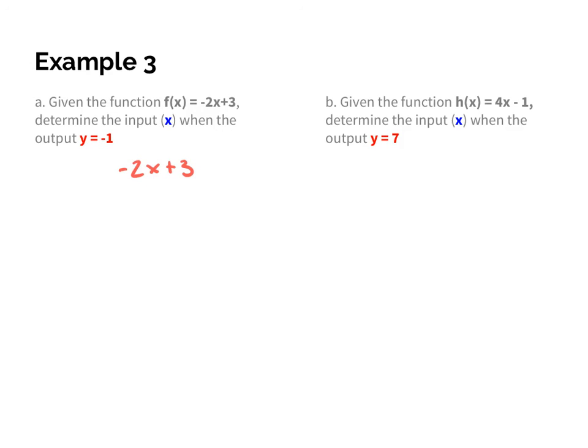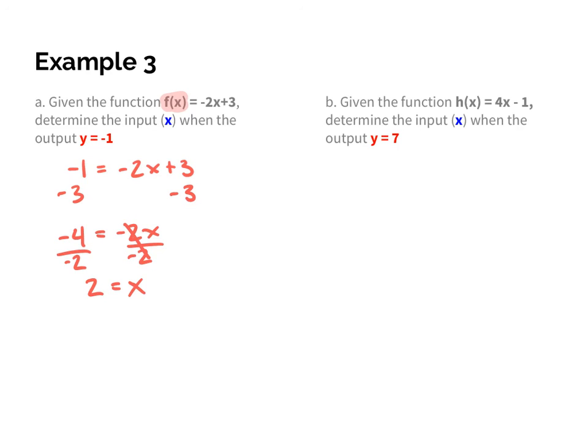So what I'm going to do is I'm going to take this chunk of my function and I'm going to set it equal to negative 1. So essentially what I'm doing is I'm putting negative 1 where the f of x goes. And now my goal is to solve for x. So solving equations, we'll get into this a little bit later in our unit, but to solve here, I'd subtract 3 from both sides and get negative 4. Then I would divide both sides by negative 2, and I'll get x equals 2. Okay, so that means my input x would equal 2 to give me an output of negative 1.